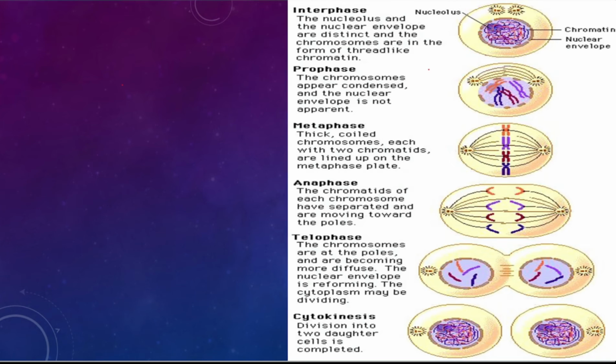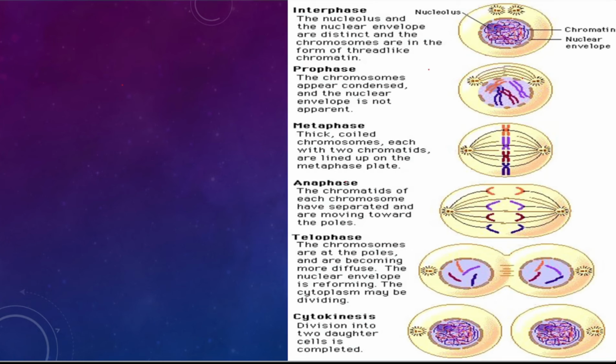How? Because there are lamin proteins in the nuclear envelope, and at the time of cell division, lamin protein becomes phosphorylated, and it starts breaking down the nuclear envelope. And one more thing is happening here: the centrosome starts dividing into two centrioles, and they start going to opposite poles. In metaphase, thick coiled chromosomes, each with two chromatids, are lined up on the metaphase plate.